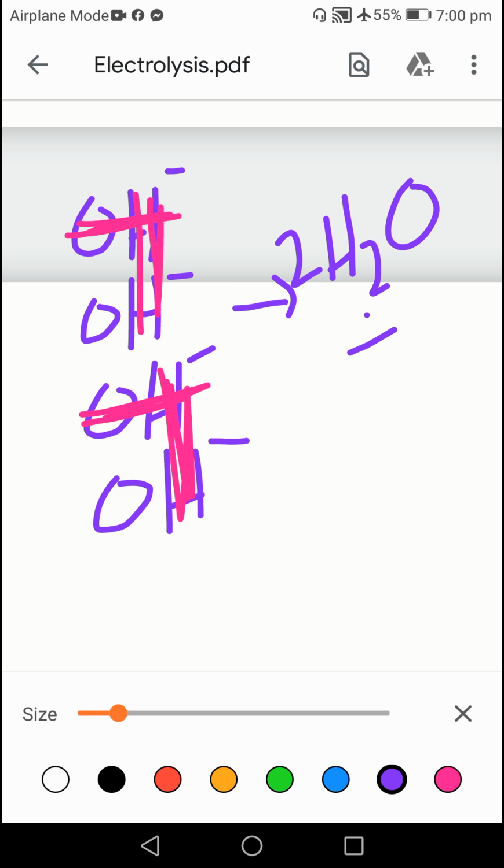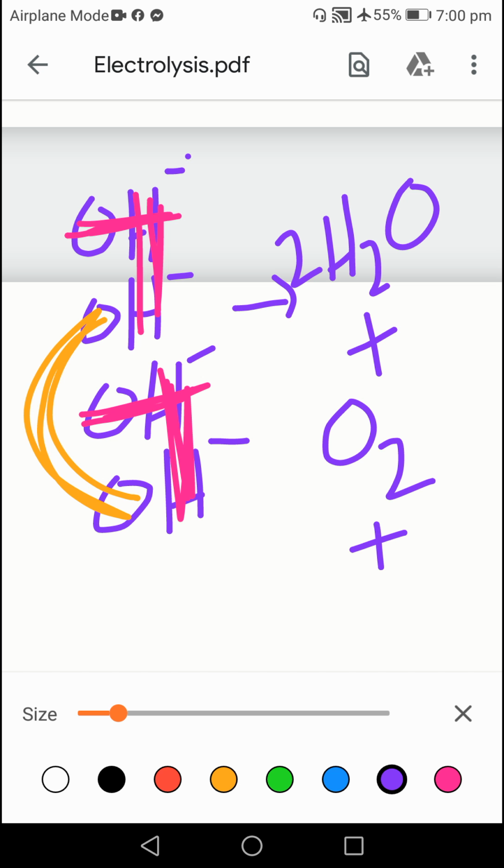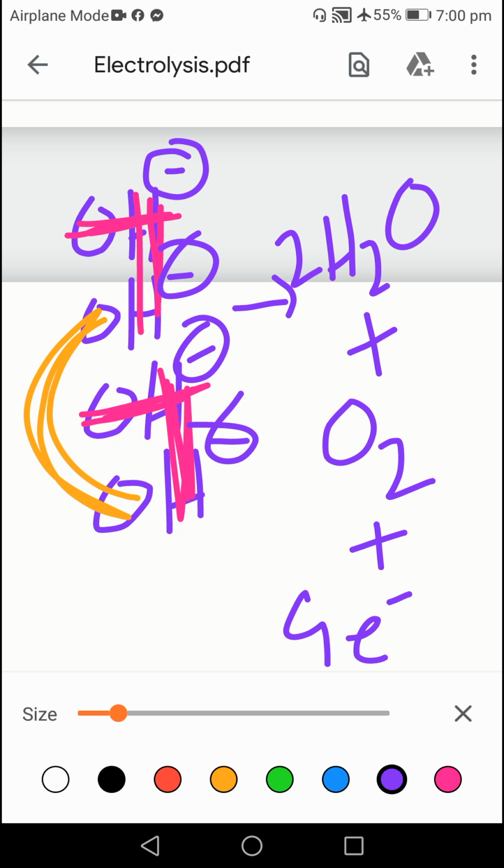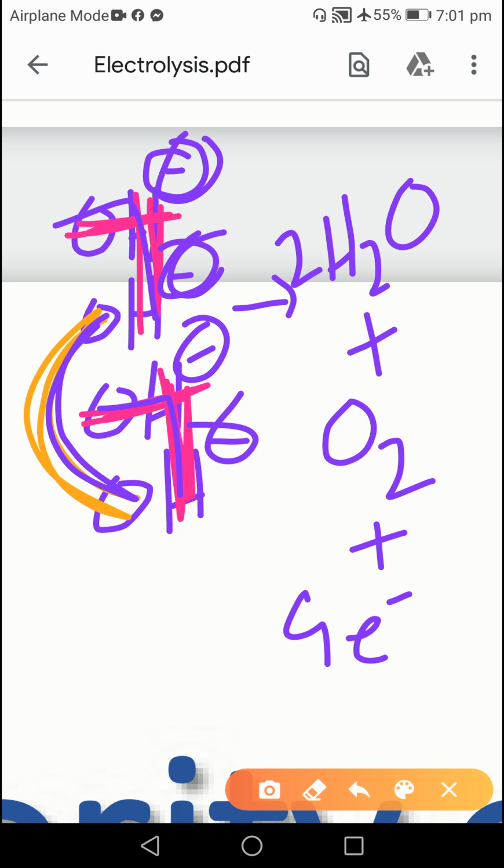So 2 water molecules. And now we are left with 2 oxygen atoms. So these would combine together to form an O2. And the 4 electrons, 4 negative charges, write them as 4 e minus. This is how you can remember the discharge of hydroxide ions. So first try to form as many waters as you can, then combine the rest of the oxygen, then combine the negative charges. That's how it works.